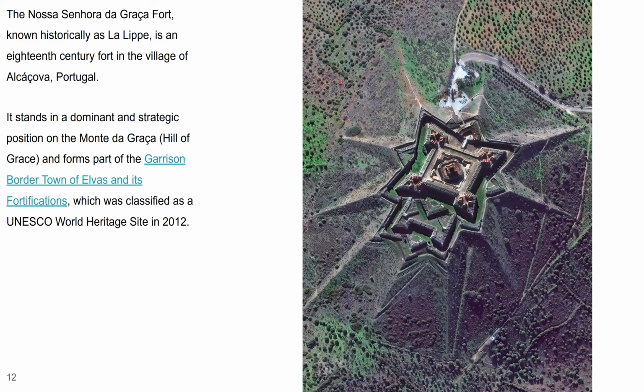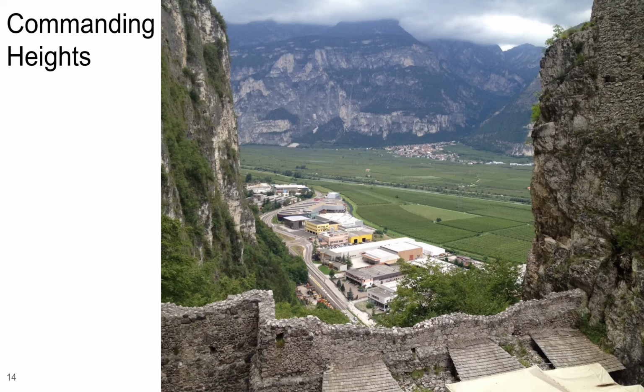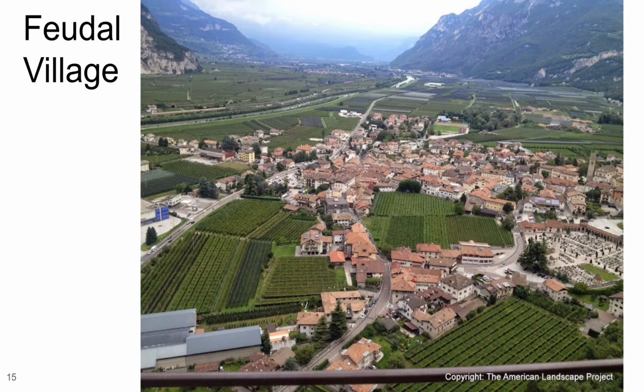In terms of defensibility, this is a star fort in Portugal, and it's up on a hilltop, which means that they've got gravity on their side, and it's overlooking a town, and that's also in the tour. Some cities, again, defensible position. Here's a castle that's overlooking this now modern town. You can see the crumbling walls of the castle there, overlooking the town. They've got the tactical high ground over this village.